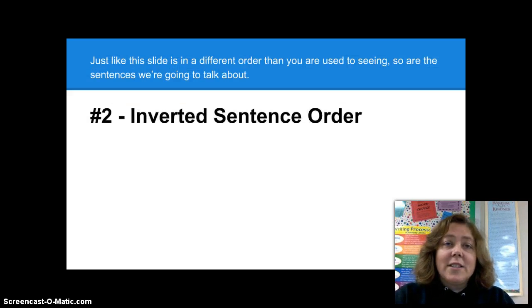So, here's number 2. Number 2 trick is inverted sentence order. So just like the slide is in a different order, the sentence is going to be in a different order. Usually we find the subjects before the verbs, but now you're going to find the subjects that come after the verbs. The sentence order is inverted.